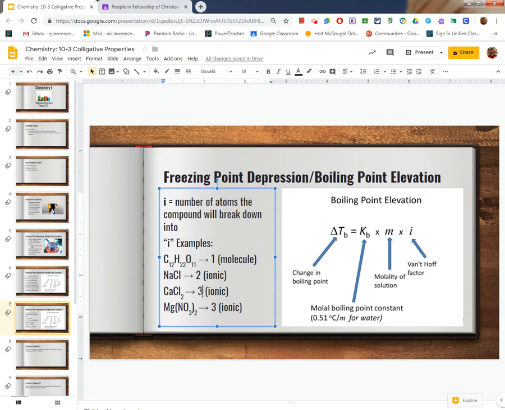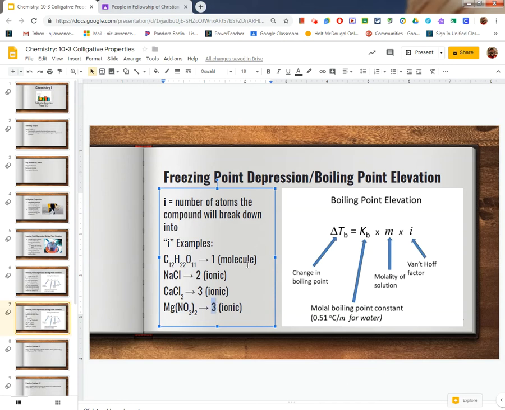Here, the Van't Hoff number would be 3 because it's ionic and it's going to break down into 1 calcium and give you 2 chlorines. Finally, this number for Van't Hoff would be 3 as well because this ionic compound, when it breaks down, is going to give you 1 magnesium and 2 nitrates. Notice my nitrates still stay together as a particle. It still stays together as a single species, but now my i is a 3.